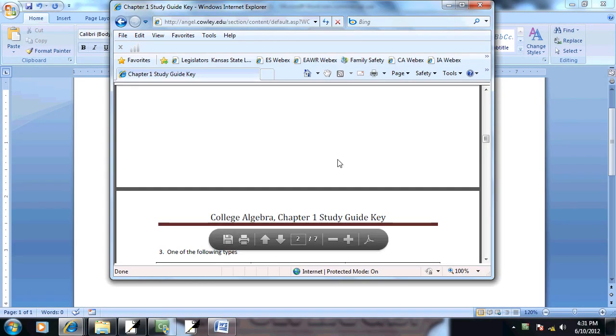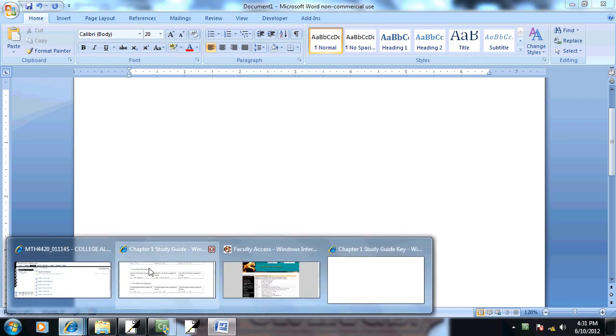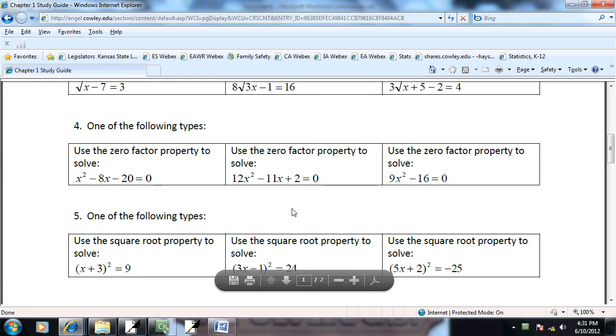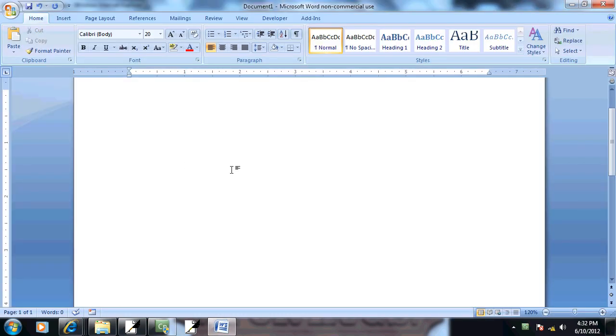Let's take a look at, as soon as I can find the right document, let's take a look at the zero factor property. Our fourth type that'll be on the test. And let's review a little bit.